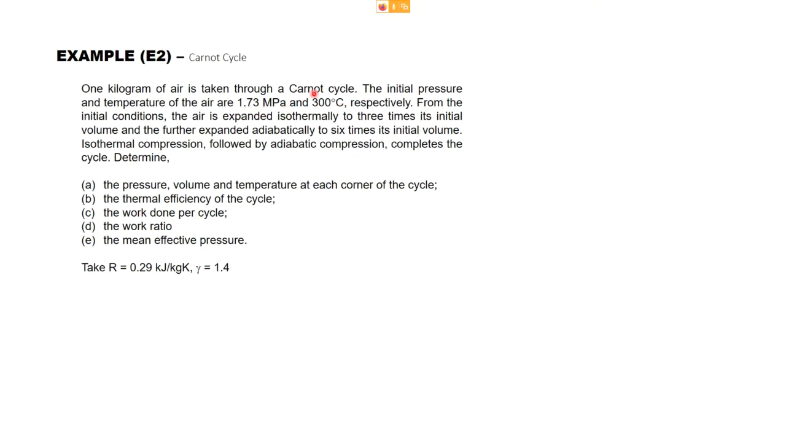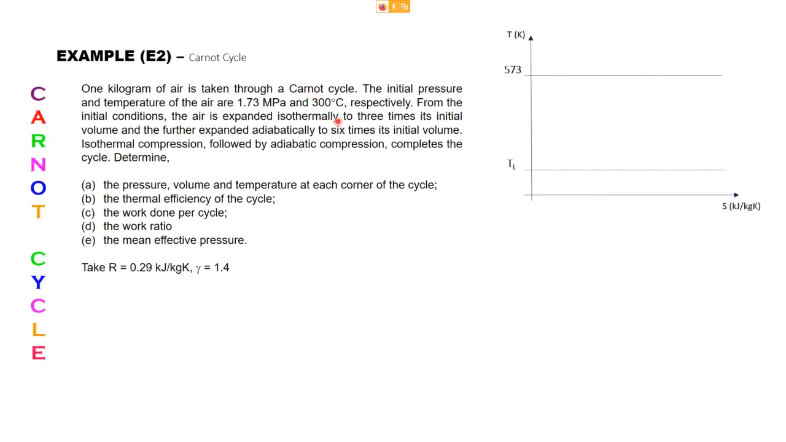Now, for a Carnot cycle, remember, the first thing is you have to draw the TS and the PV diagrams. On TS, this should be the temperature. The higher temperature is 300 plus 273. The lower temperature is unknown yet. These are the two isentropic lines. So this should be your point 1, point 2, point 3, point 4.